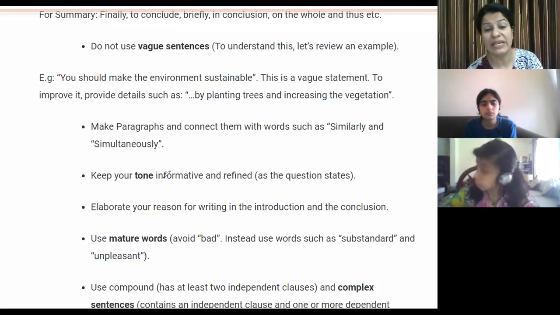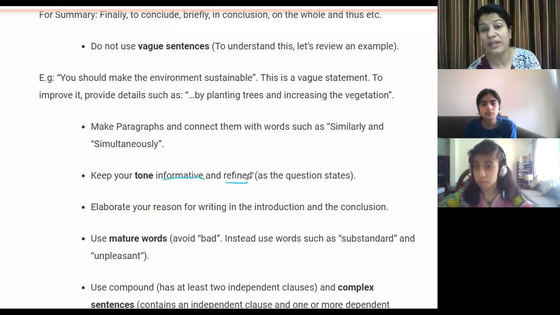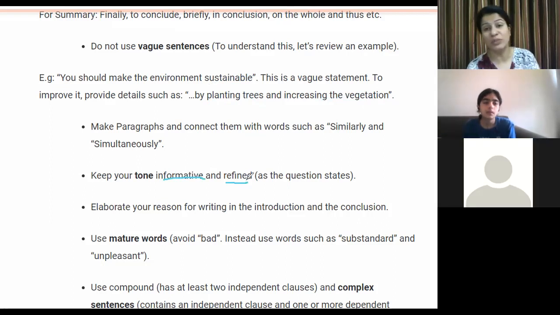Keep your tone informative and refined. Refined means the way you will speak to someone senior to you, in a polite way, in a way that will not be disrespectful, but in a manner that is going to provide the reader with a lot of information. Elaborate your reason for writing in the introduction and conclusion. Again, the introductory and concluding paragraphs are for you to emphasize or elaborate upon the reason why you are writing. Use mature words. Use bigger, better vocabulary.